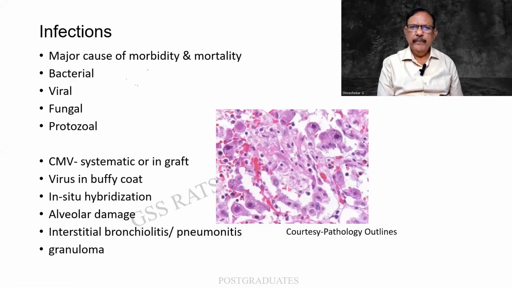The Buffy coat, in situ hybridization, look for alveolar damage, interstitial bronchiolitis or pneumonitis. And courtesy Pathology Outlines, I am able to see this. Strangely, these can be commensals also, and that should be ruled out.